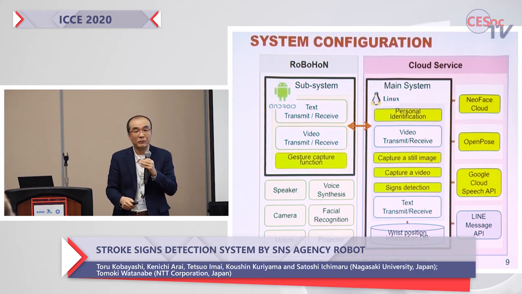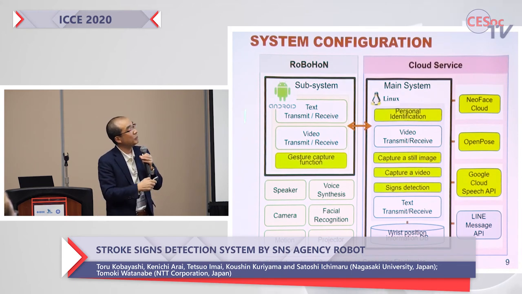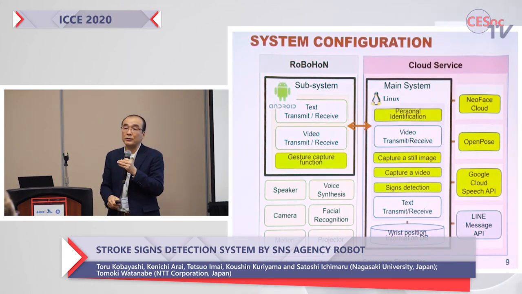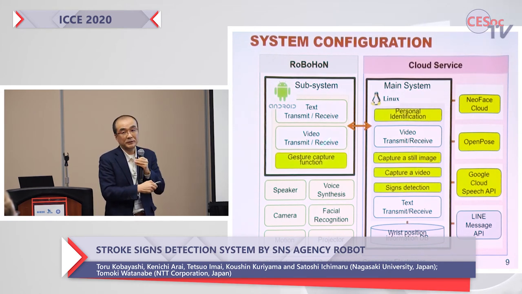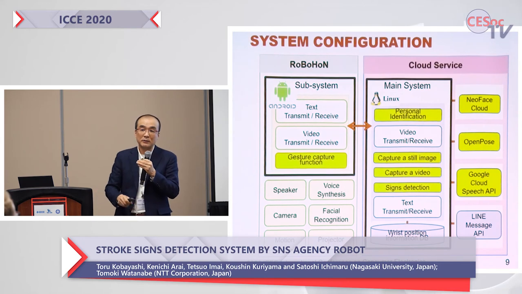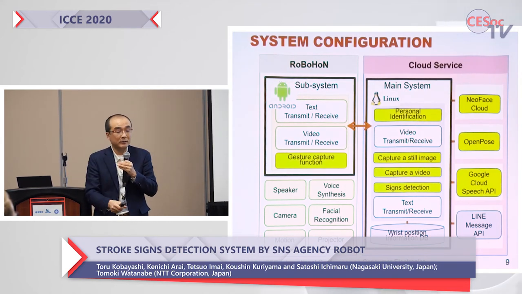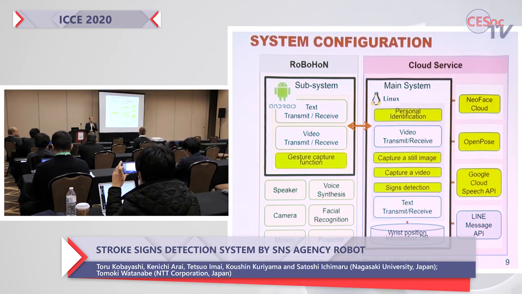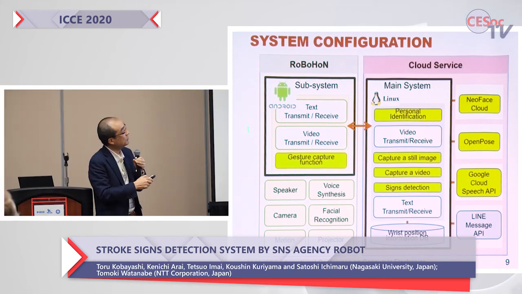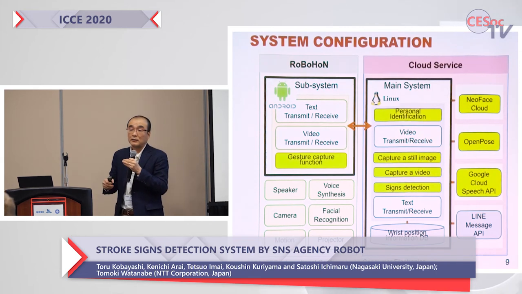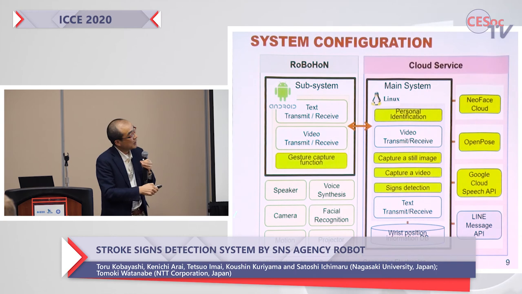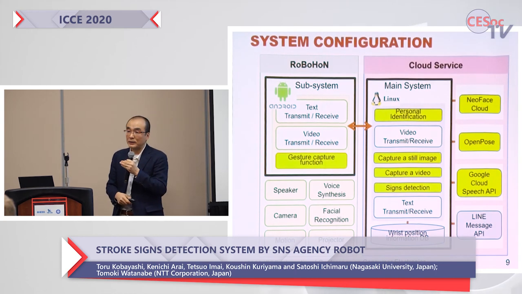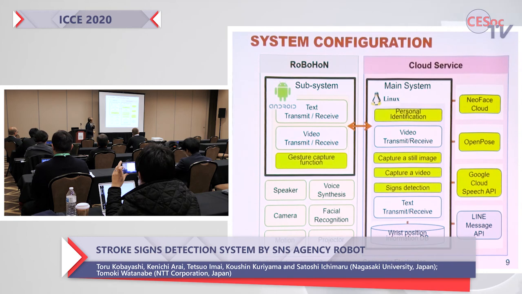Then this is the system configuration. Almost two parts here. This is the RoboHome part. RoboHome is almost an Android smartphone, or the same operating system. And this side is the cloud server, cloud services. Cloud services also have two parts. One is this black rectangle here, the functionality that was developed by us. And these parts are external cloud services. And also on the RoboHome, this black rectangle part has been developed by us. It's using the original RoboHome functionality like here. This is the system configuration.